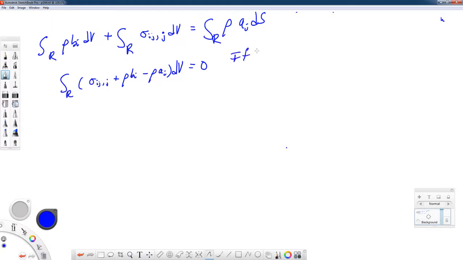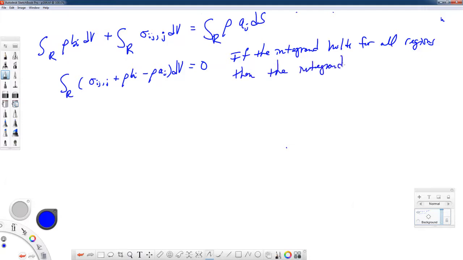So let me write it this way. If the integrand holds for all regions, then the integrand is 0. And so what we get then is sigma_ij,j plus rho b_i. I move this to the other side, is equal to rho a_i. And these are known as the differential equations of motion.